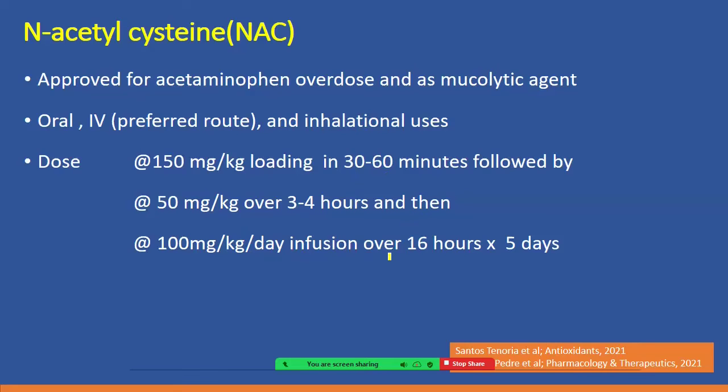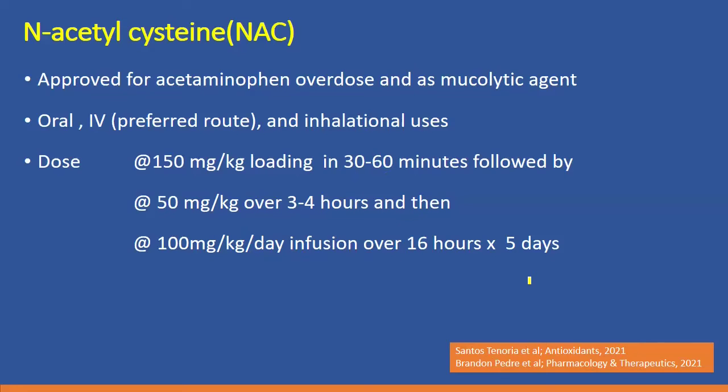The side effect profile of N-acetylcysteine is very safe, and only minor side effects like nausea, vomiting, and diarrhea can be seen. Only rarely, in 1 to 2% of patients, anaphylactoid-like reactions have been seen, which manifest with pruritus, flushing, and rarely bronchospasm or hypotension.